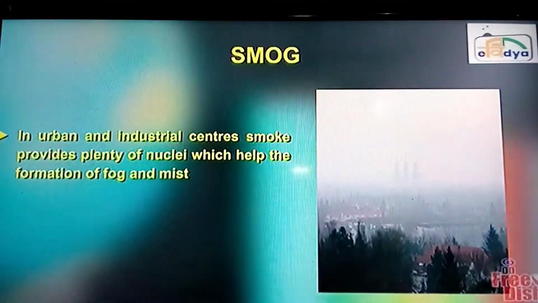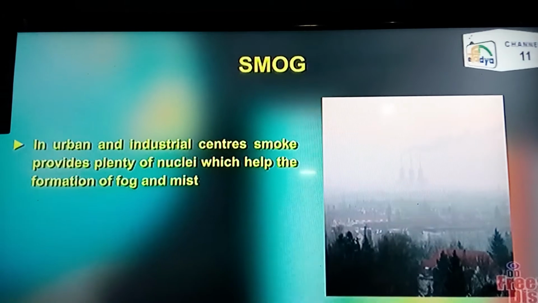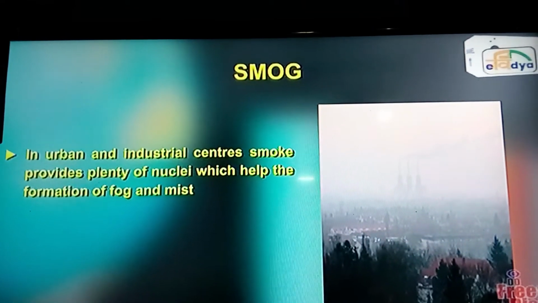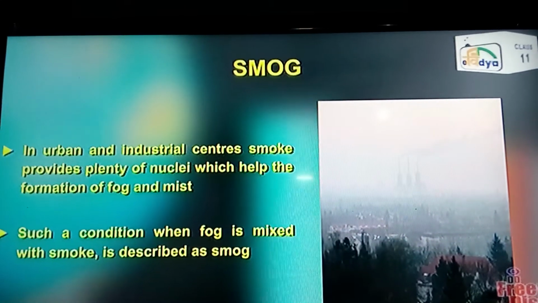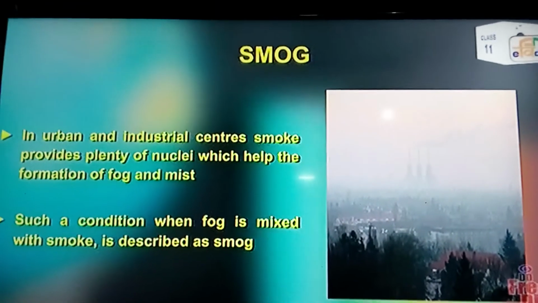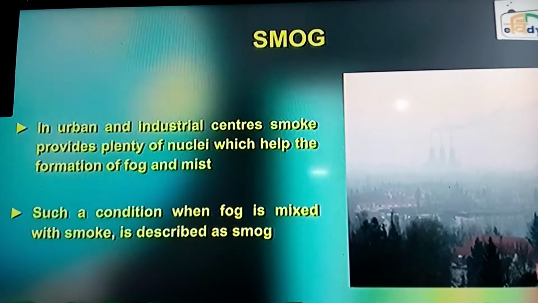Now, you must be seeing smog around you if you are in a town, urban center or industrial center. Sometimes we get confused between fog and smog. What is smog? In urban and industrial centers, smoke provides plenty of nuclei which help in the formation of fog and mist. Such a condition, when fog is mixed with smoke, is known as smog, which is not good for your health. Now, you must see what you see in the sky.